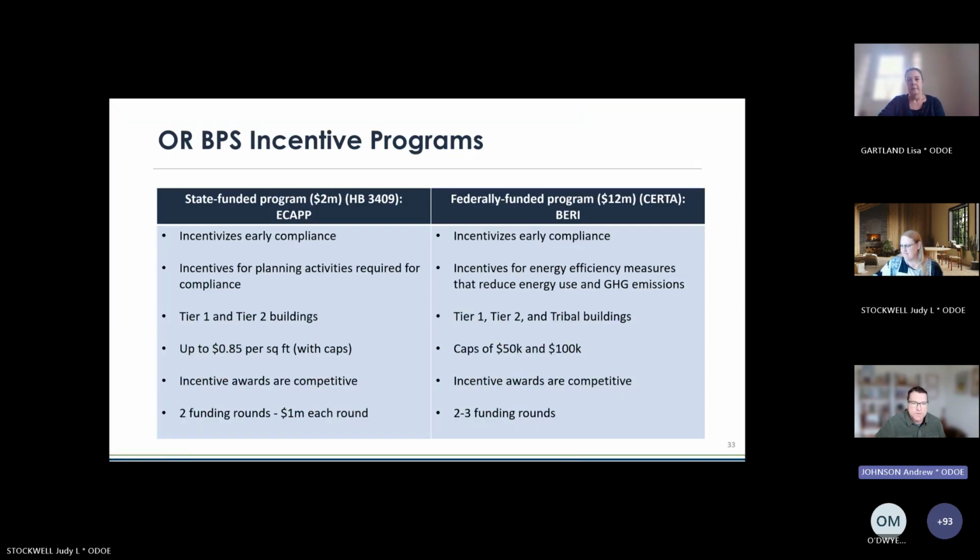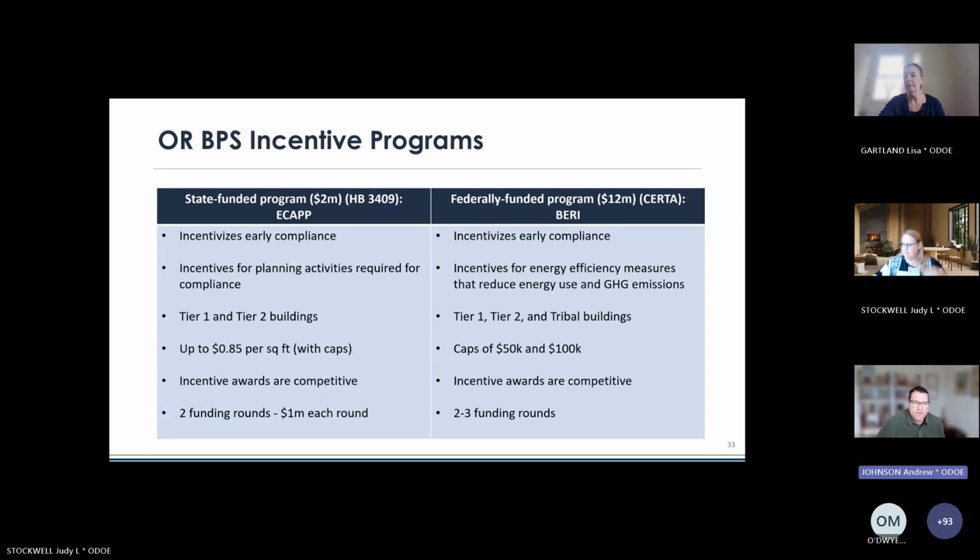We have 2 incentive programs. The state-funded program, which is $2 million of funding that came out of House Bill 3409. We're calling that ECAP, the Early Compliance Action and Planning Program. And the federally funded program, that's $12 million that came out of the CERTA grant, and we're calling that the BERRY program, the Building Energy Reduction Incentive.